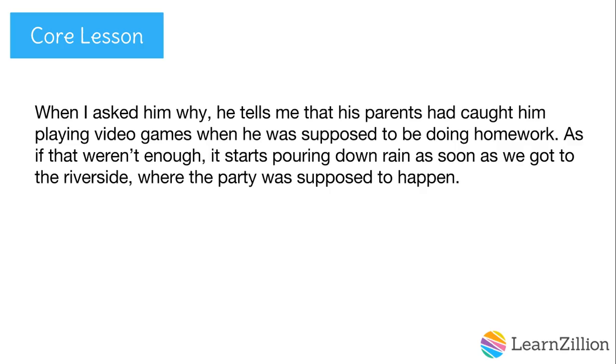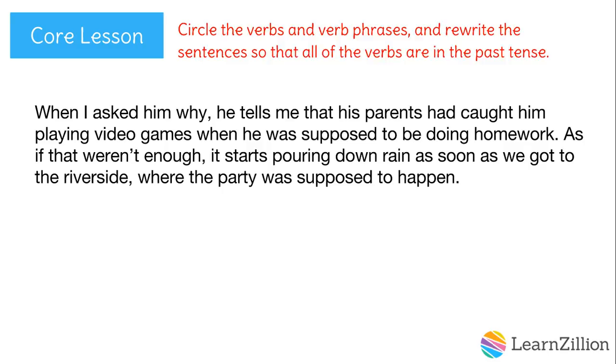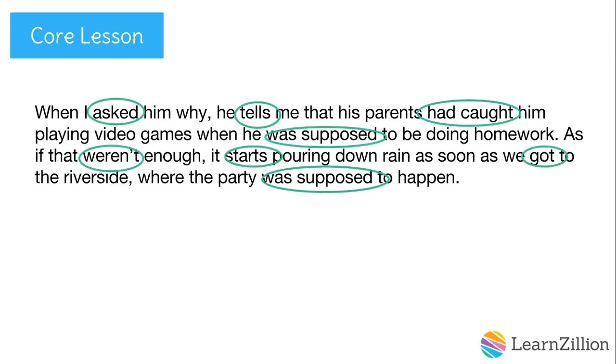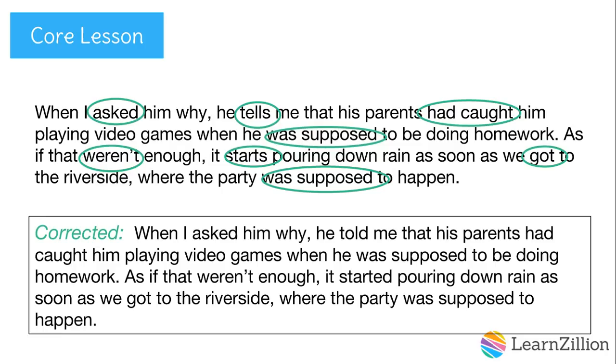Let's take a look at the next 2 sentences. This time, see if you can try the process on your own. Circle the verbs in these sentences and rewrite them so that all of the verbs are in the past tense. Press pause while you work and play to continue. You should have circled asked, tells, had caught, was supposed, weren't, starts, got, and was supposed. Your rewritten sentences should look like this. Specifically, you should now have the verb told instead of tells, and started instead of starts.